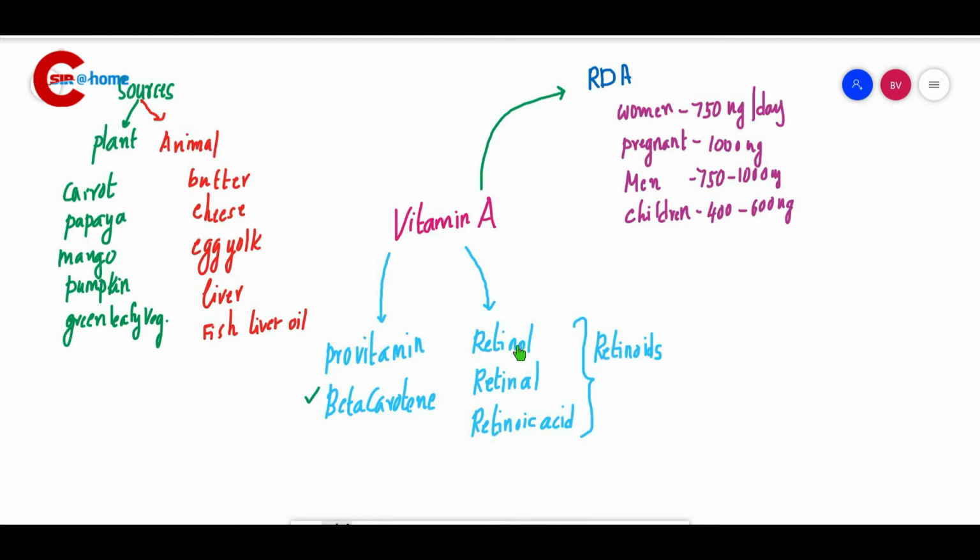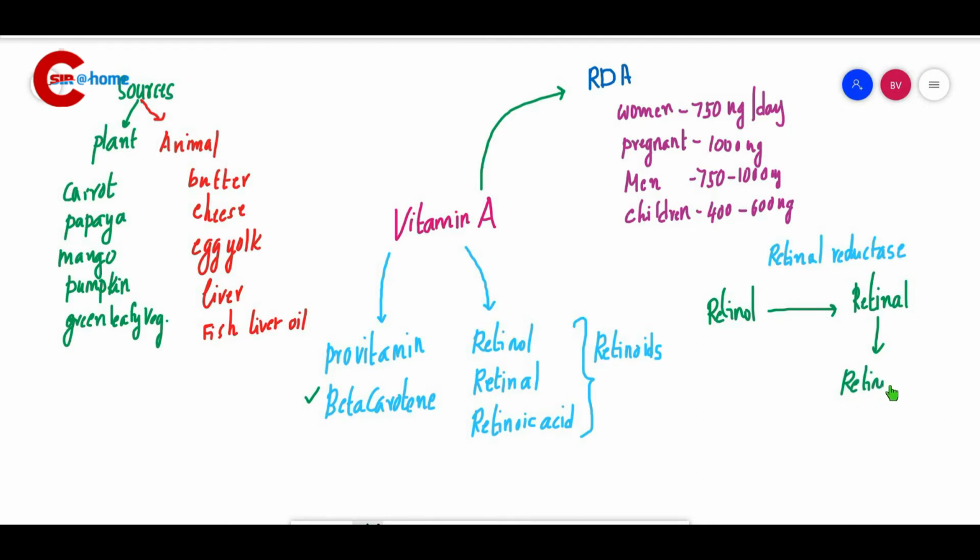Now we can check the interconversion of vitamin A molecules, how it happens in our body. Retinol can convert into retinal and retinal can convert into retinoic acid. How is it possible? First, retinol is reduced into retinal. Retinol is alcohol, retinal is aldehyde. Which is the enzyme here? Retinol reductase is the enzyme which converts retinol to retinal.